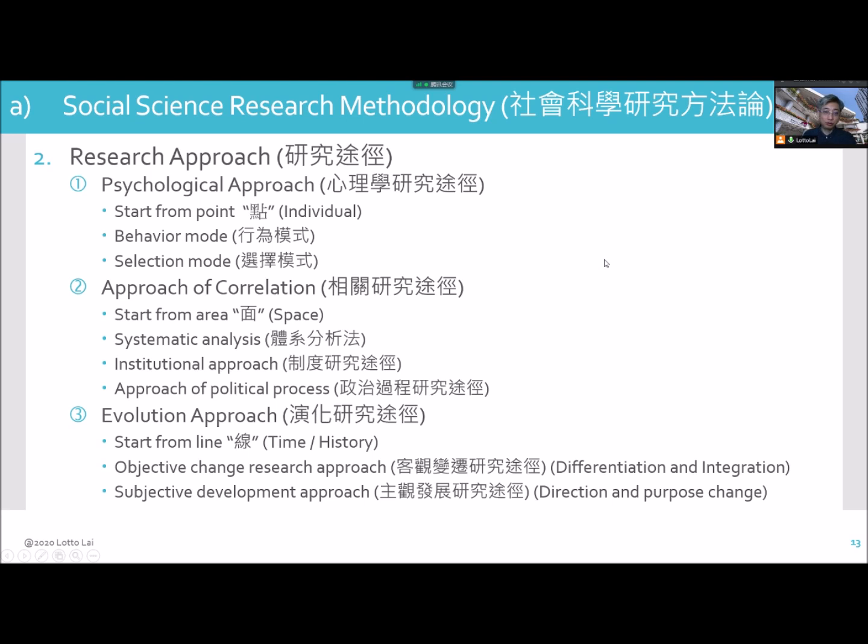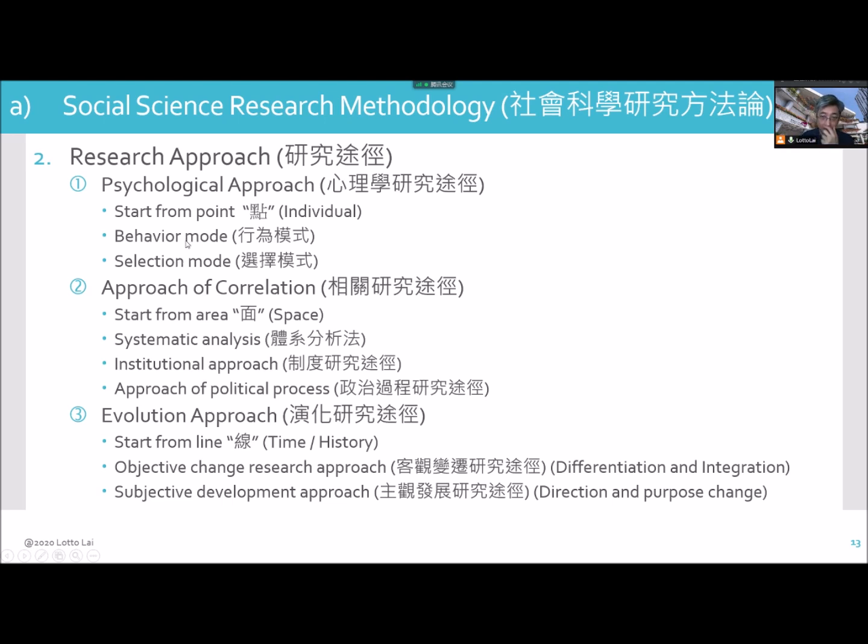In the research approach, they are separated into different approaches. I like this separation: an individual approach, a correlation approach, and an evolution approach, because they start from the individual. Another approach starts from area, space, and another is the line, because of time and history. So in this approach, it depends on what you are studying.